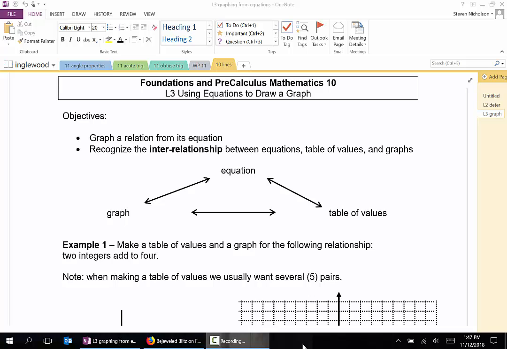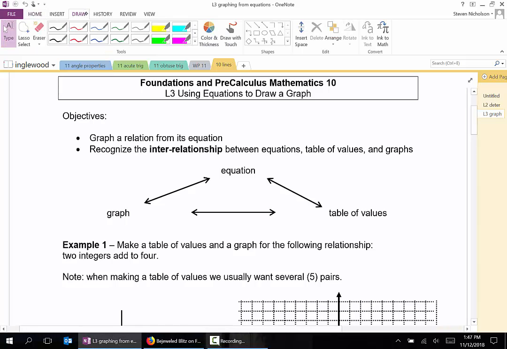Today's lesson is on graphing a relation from its equation. This is really a quick review of grade 9, and what we're going to do today is the slow way. We're going to start off with an equation, make a table of values, and then graph the picture.